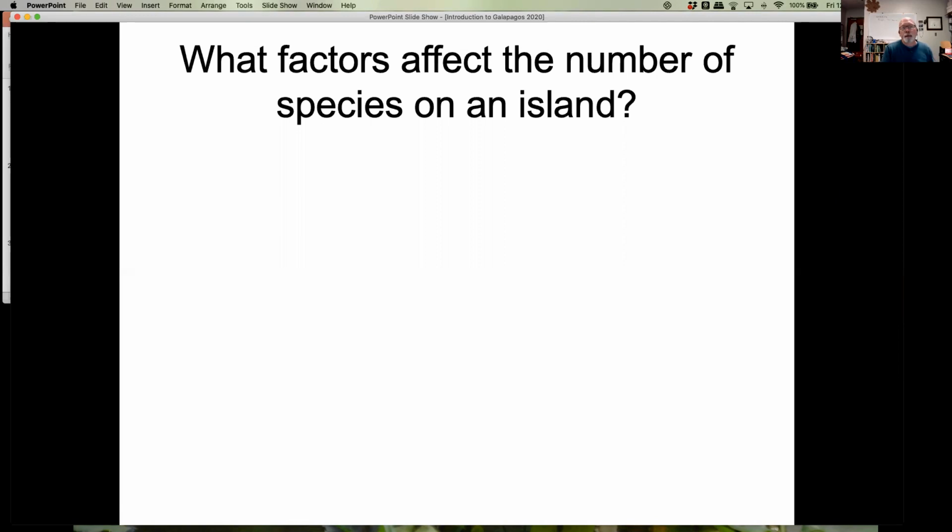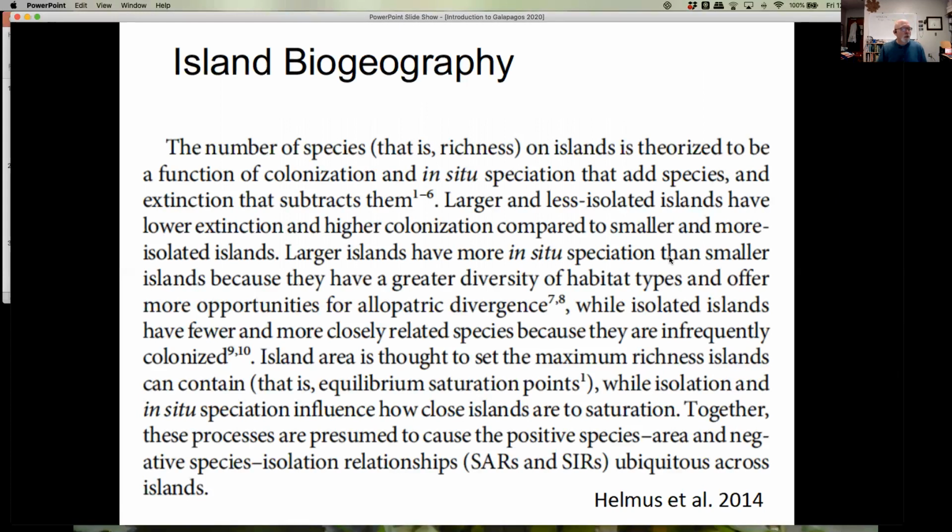Yeah, if you're closer to the mainland, you have less ocean to go across, and as a result, more individuals are going to be more successful at making it there, and so that might increase the number of species that are on an island. So as it turns out, a lot of these things are important.